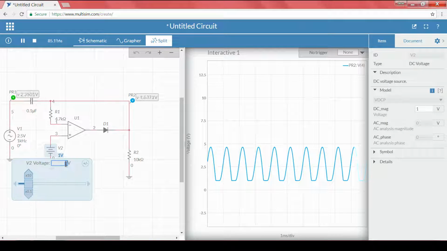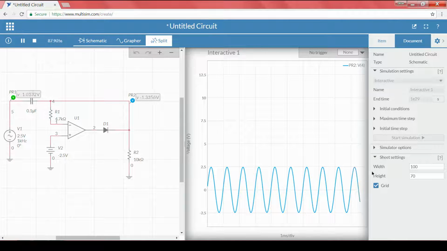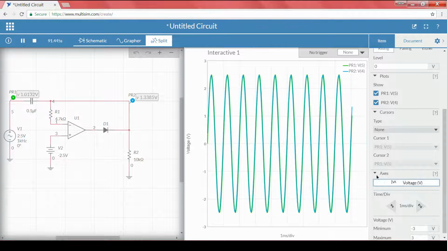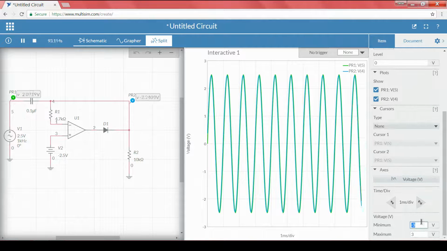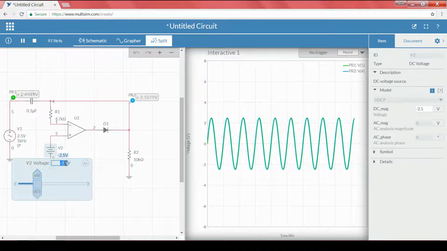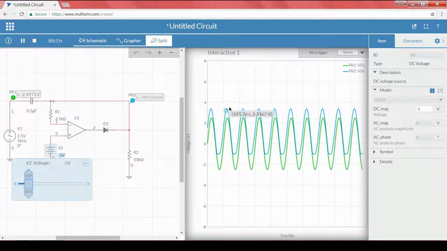Now, what I will do is start from minus 2.5. I will also enable the input here, this is my input. The maximum and minimum I will make 8 and 8. Now, let me make it minus 1.5. Now, it has shifted. Let me make it minus 1. Here we can see minus 1.